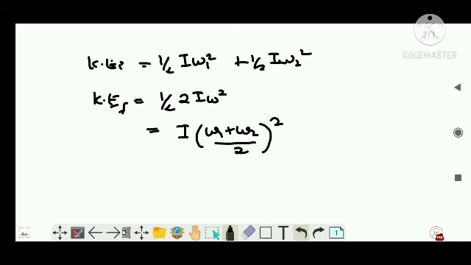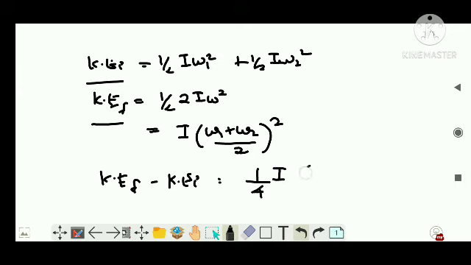So I have got the final kinetic energy and the initial kinetic energy. You are asked for the loss in kinetic energy, that is kinetic energy final minus kinetic energy initial. Please do the calculation, guys. You will get the answer as 1 by 4 I into omega 1 minus omega 2 whole square. Calculation, please do it by yourself.